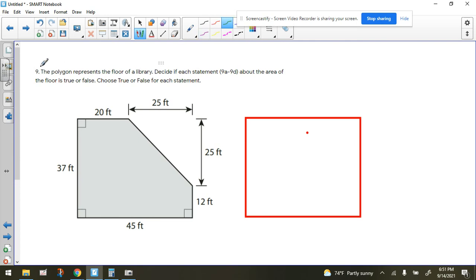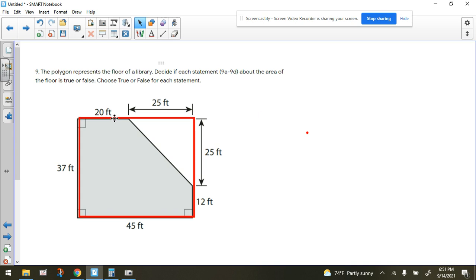We're looking at question number 9, which is a little tricky because there are several statements that you have to look at and you have to decide if the statement is true or if the statement is false and mark it accordingly. It says the polygon represents the floor of a library. So one of the things that I just want to point out to you, that's a strategy here.